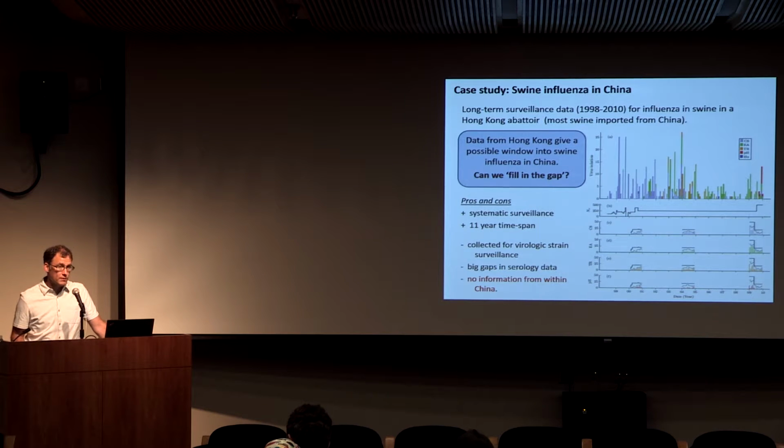So there are some pros and cons to the data set. First of all, very unusually, this is a long-term systematic surveillance effort in a livestock species. These are all too rare, and it's a great gap in our knowledge of what pathogens are circulating, even in livestock species where we do have regular access to them.